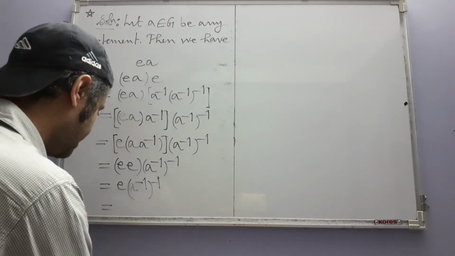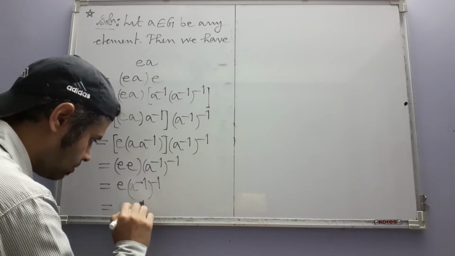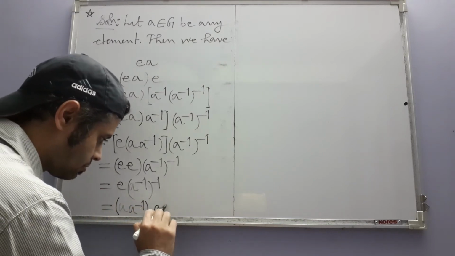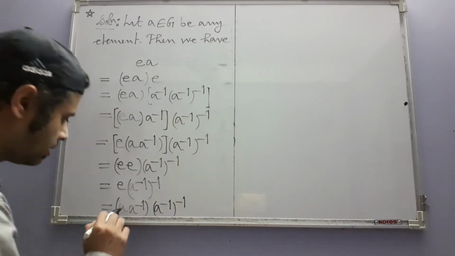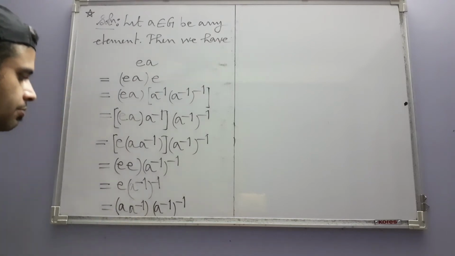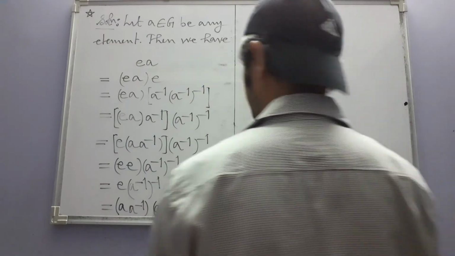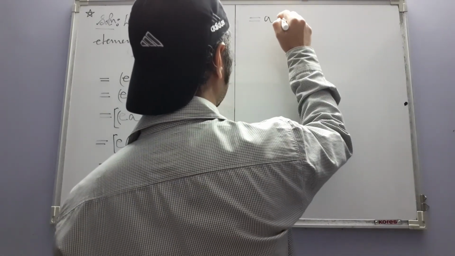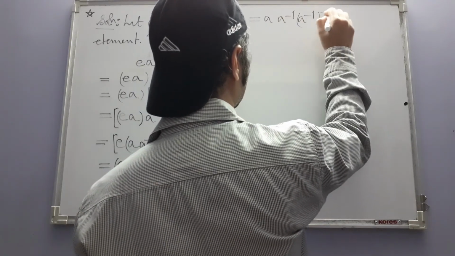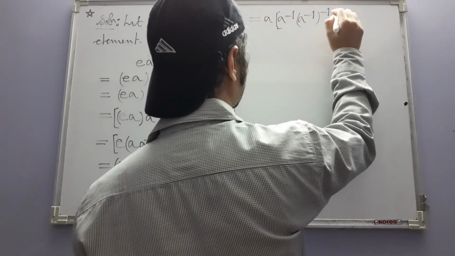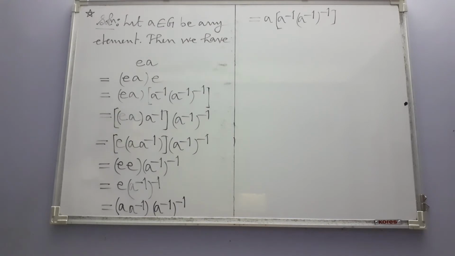This E, then, again by axiom 4 can be written like this: A inverse, and along with that we have the inverse of the inverse of A. Again use the associative law, axiom 2, to write this. So far everything is logical.